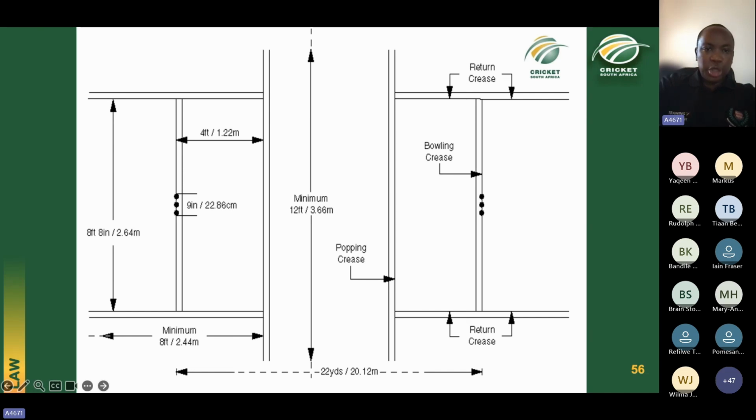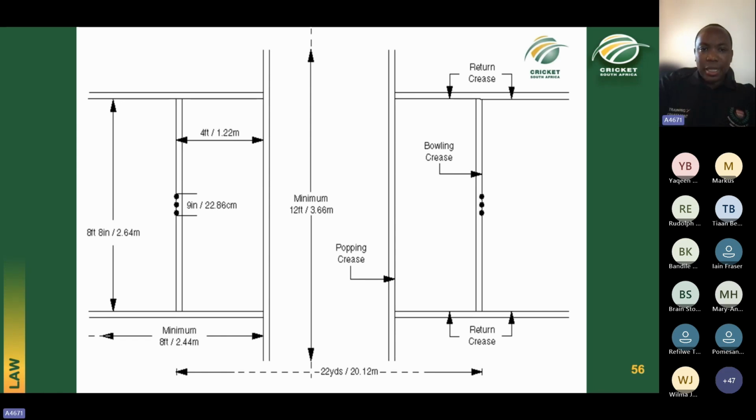So by just remembering the measurement of the distance between the back edge of the bowling crease to the back edge of the popping crease, 1.22 meters, you can remember another two measurements. If you multiply that by 2, you get 2.44 meters, which is the measurement of the return crease. And if you multiply that by 3, you get 3.66 meters, which is the measurement of the popping crease.